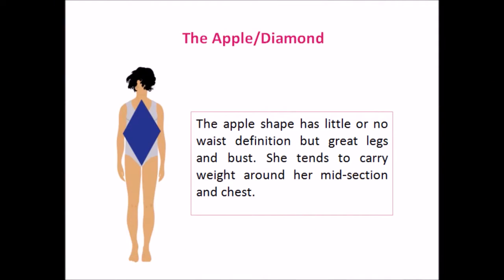The diamond apple tend to carry weight around her midsection. Diamond apple, broad shoulders, small to full bust, tummy, narrow hips, flat rear end, shapely legs, and defined waist.